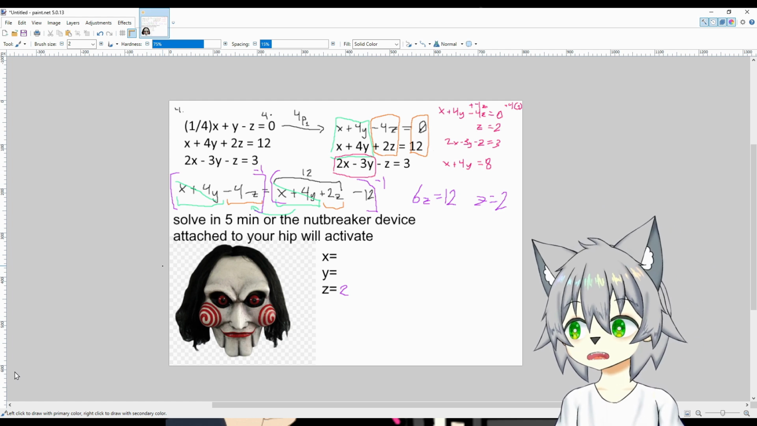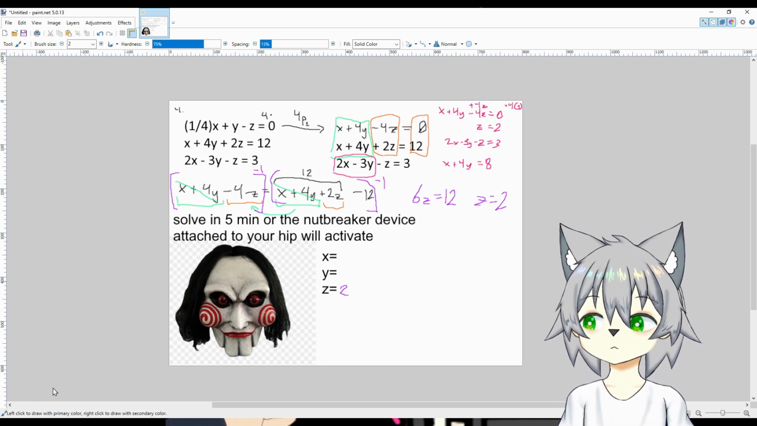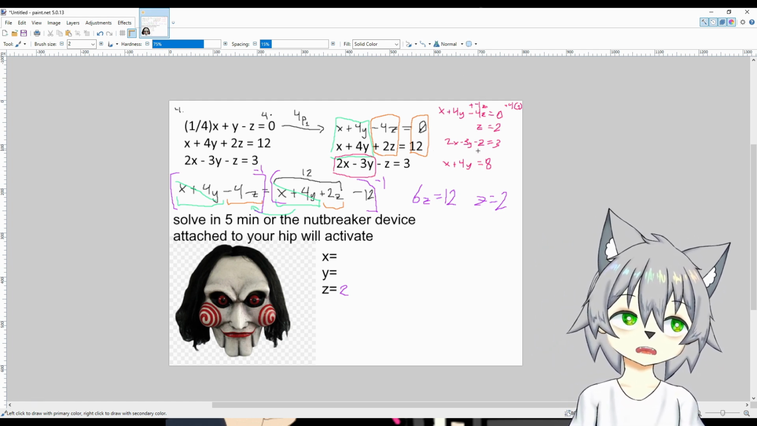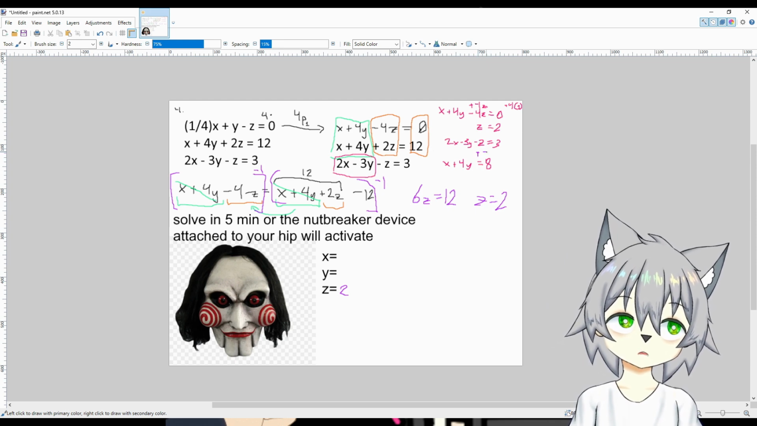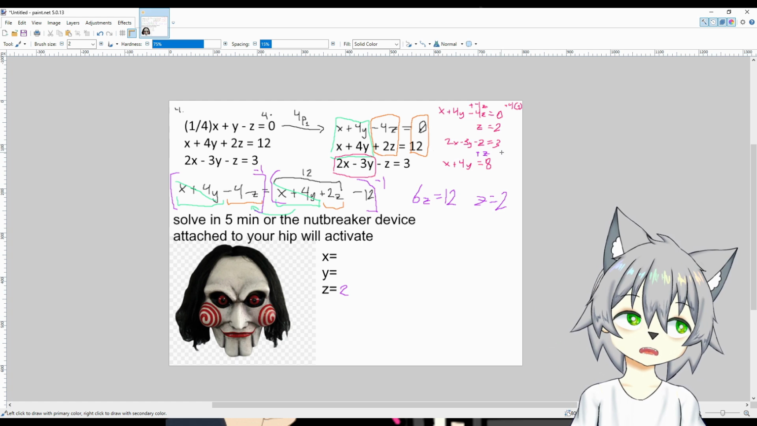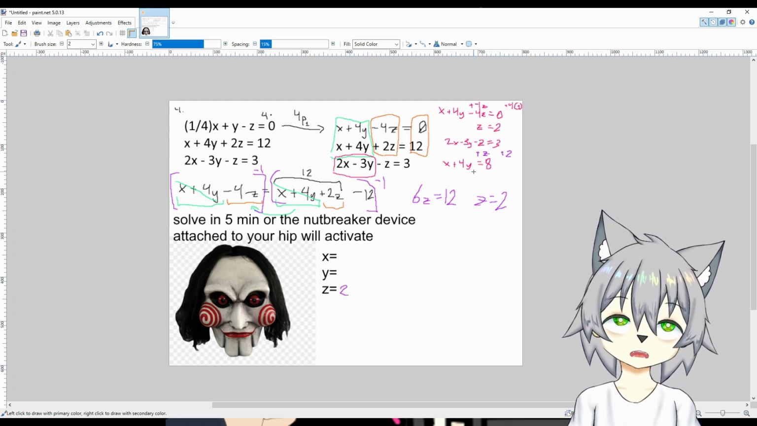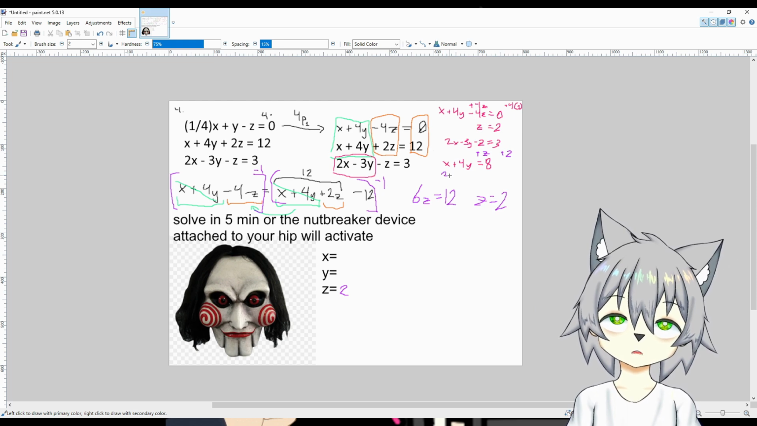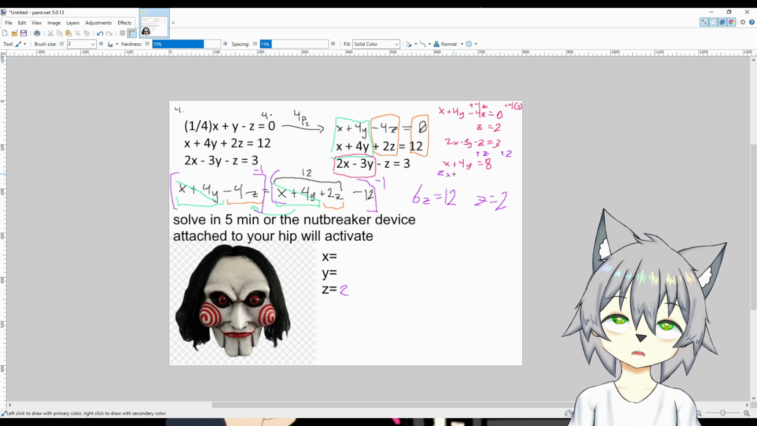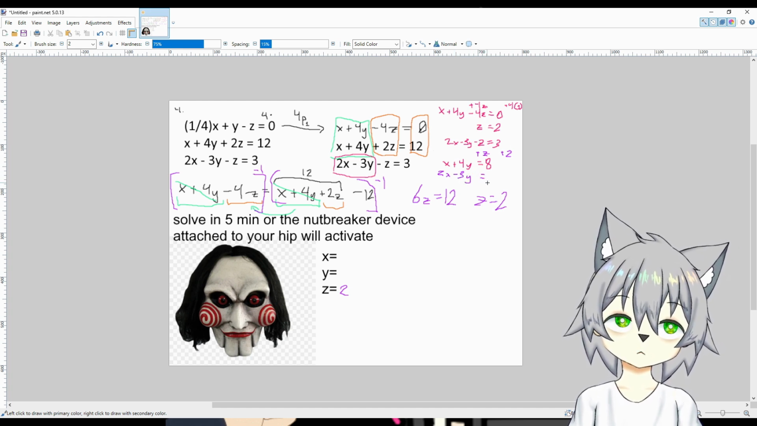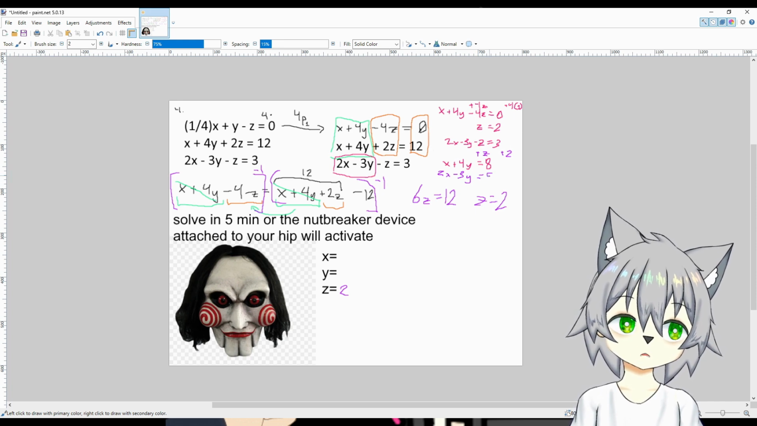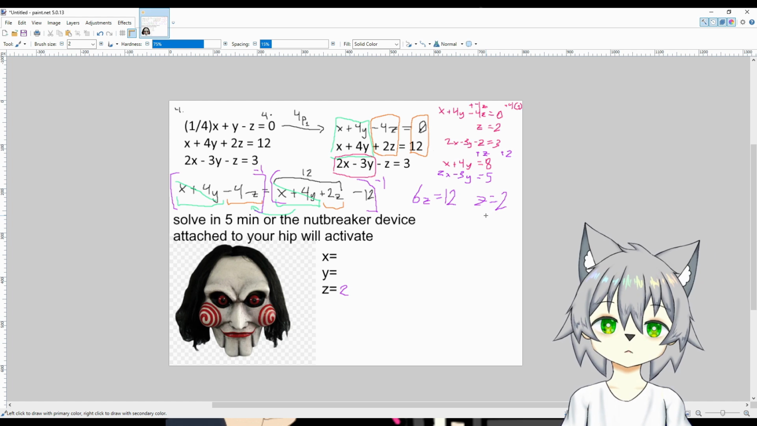And with this one here, we do the same thing. We add 1z, and we also add 2 on this side. So we get 2x minus 3y equals 5. That's pretty cool.